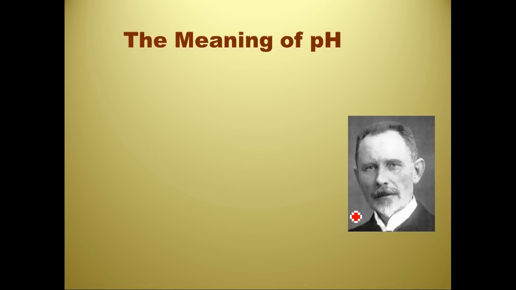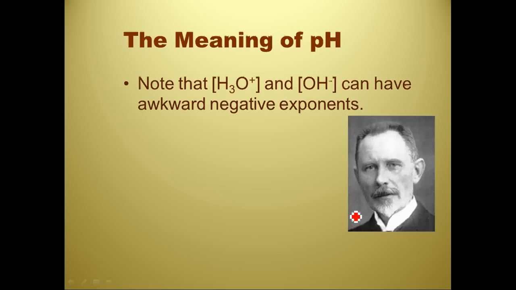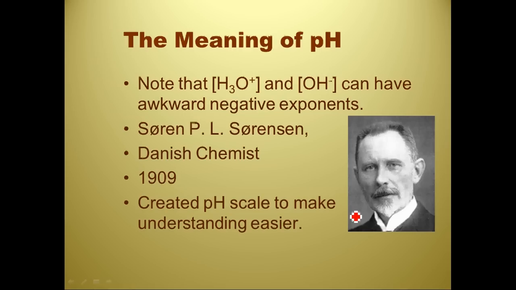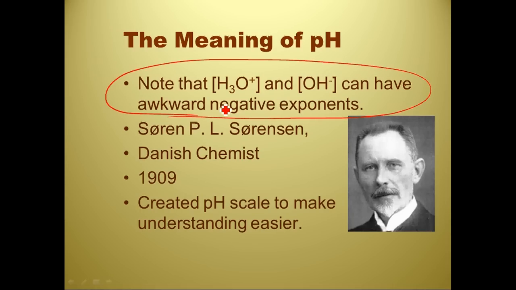But somebody came along and figured out that that was difficult. All right, because we do say on commercials, pH balanced for her, right? They don't say hydronium ion concentration balanced. So what happens is this. This guy, Sorensen, figures out in 1909 with his intense intelligence that hydronium ion and hydroxide ion concentrations have negative exponents, and they're kind of awkward. He doesn't like dealing with them. So he develops a scale to deal with that.